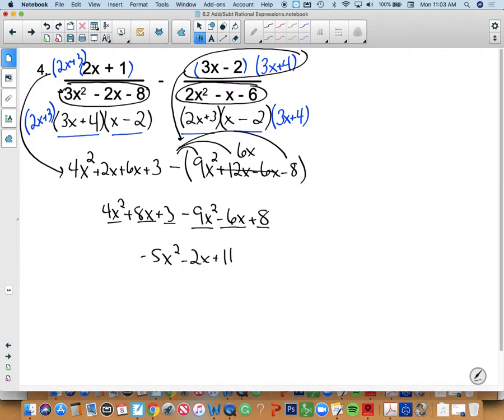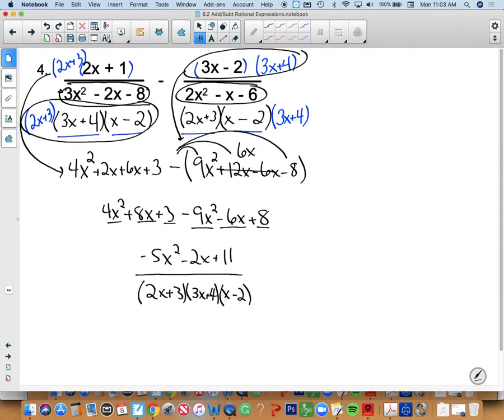So that's the numerator, and my denominator is going to be those three, because of whatever I needed to use to get those equivalent fractions. And the order doesn't really matter, so I'm just going to write it like I have it there: 2x plus 3, 3x plus 4, and then x minus 2.